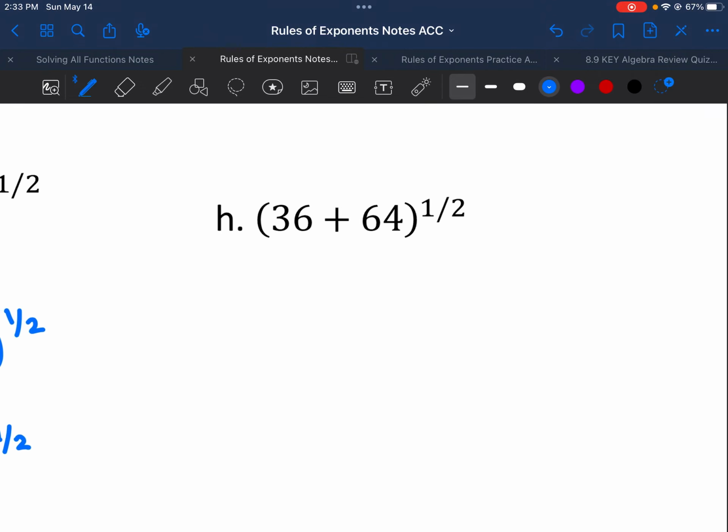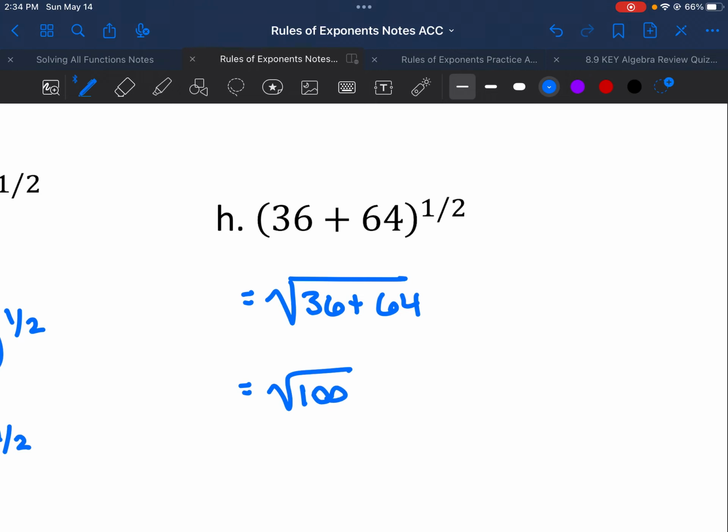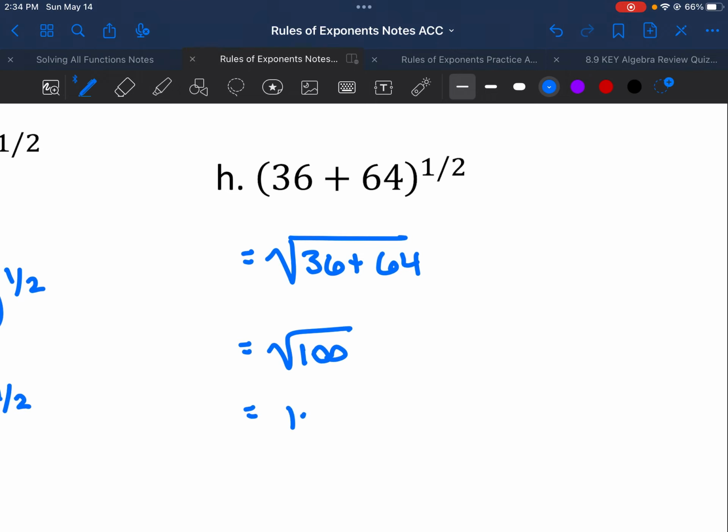Okay, part H. 36 plus 64 to the 1/2 power. Parentheses first, so this is the square root of the whole thing. Not 36, 64. All right, so that's the square root of 100 if you add those together, and the square root of 100 is 10.